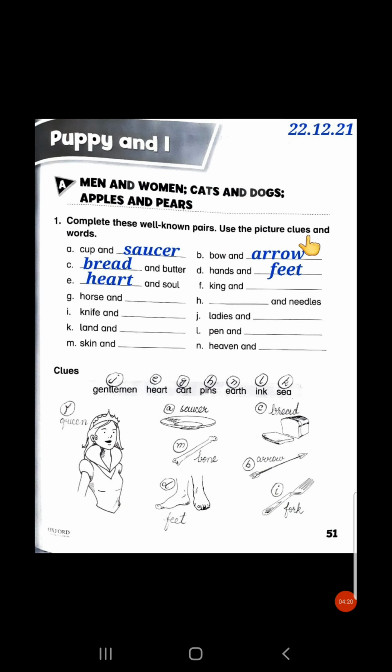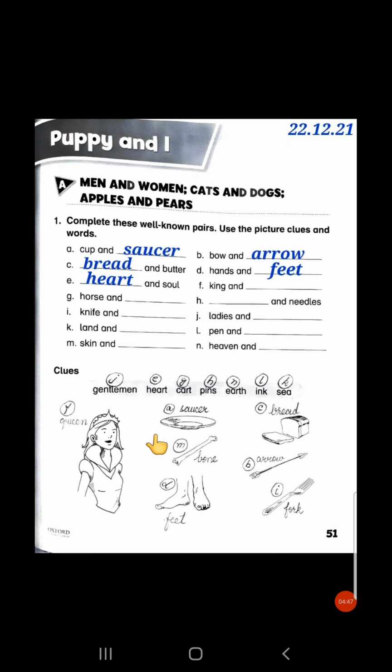Use the picture, clues and words. They have given you some clues over here and some words over here. Now you have to think of a well-known pair. Okay, you have to make the pairs. Here the clues are given in the form of words, and here the clues are given in the form of pictures. Okay, now let's start with part A, cup and saucer.